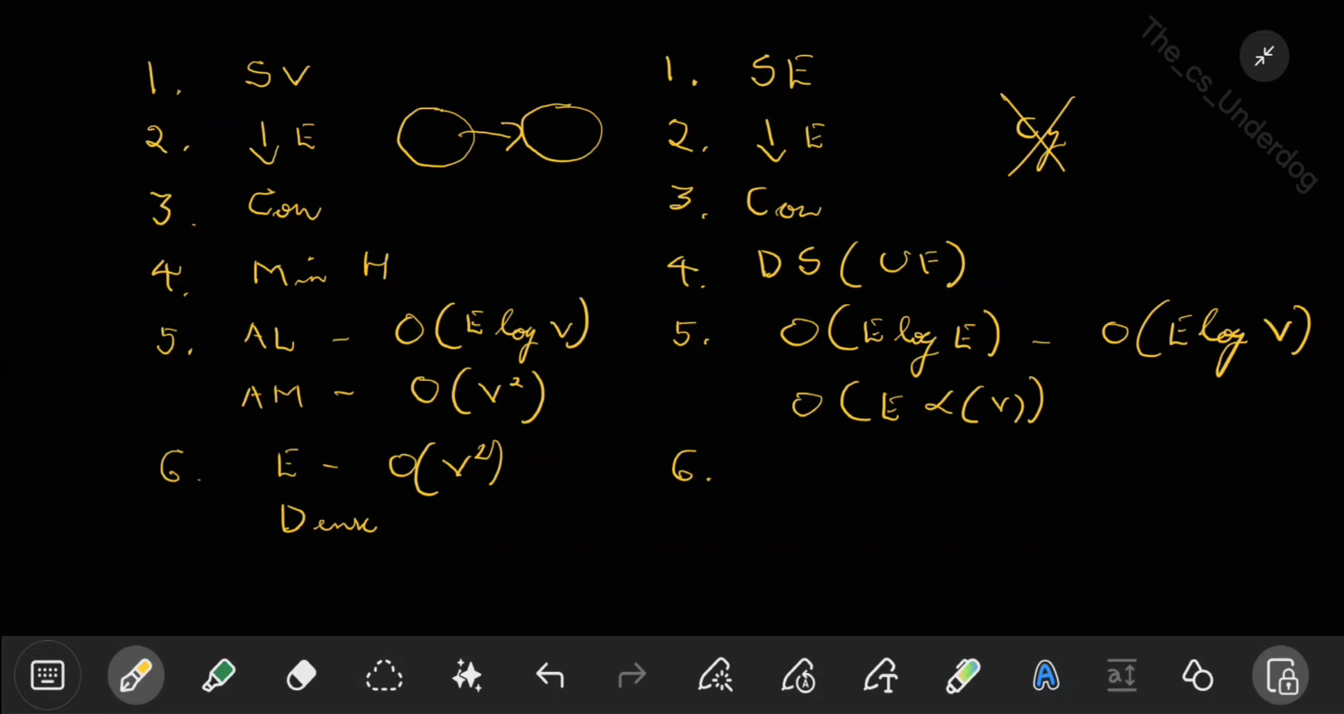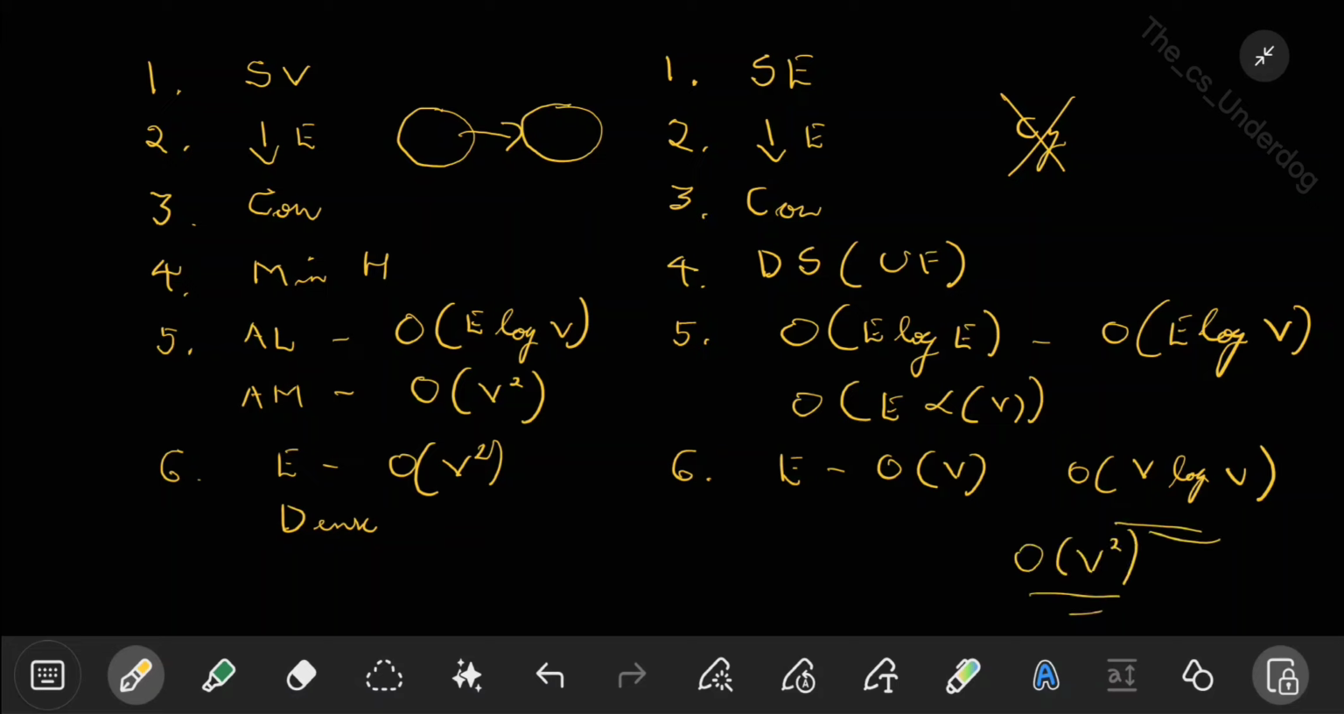So in case of a sparse graph, the number of edges will be order of V. This is when you call it a sparse graph. If it is a sparse graph, then Kruskal's algorithm time complexity will be order of E log V, which can be written as V log V. So V log V is better than order of V square. Because of this, you can go for Kruskal's algorithm whenever you have a sparse graph.